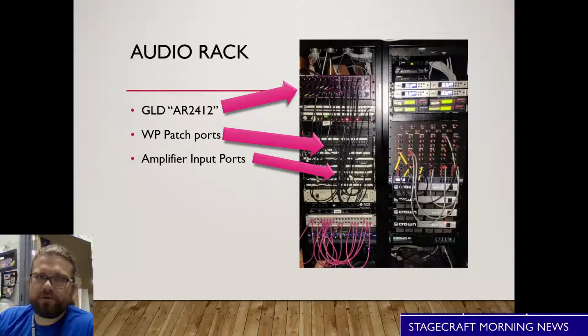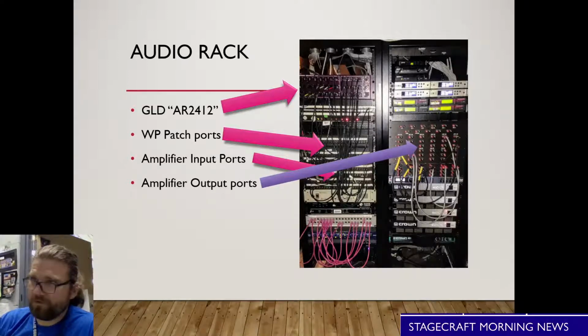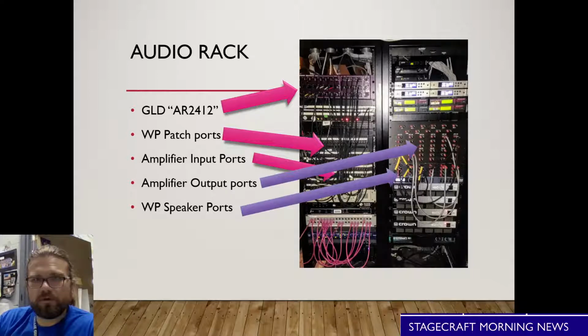Amplifiers have input ports in this rack too. They're in the bottom. And then the output side of the amplifiers here, because the amplifier takes in line level signal and outputs speaker level. And then there's the wall plate speaker ports. So from the outputs of the amplifiers, we patch it into the speakers.